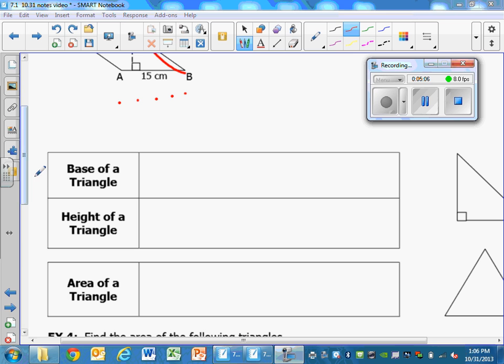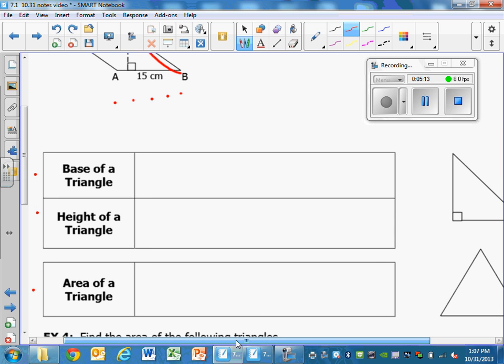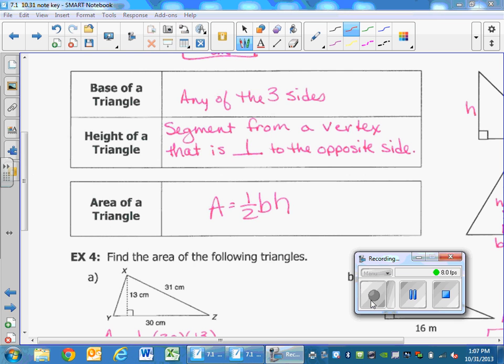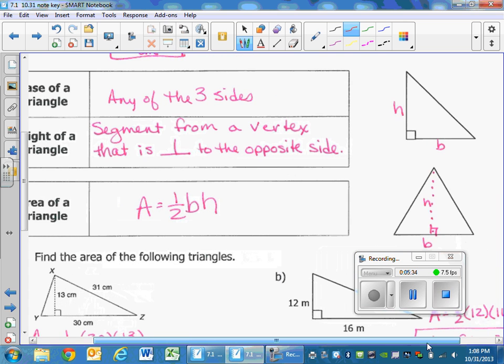Real quick here, I want to go back over the base of a triangle, height of a triangle, and area of a triangle. We've hit this a lot, so I just want a refresher and give you the definitions to help you with your homework. All right, so you can fill these in your blanks. We have the base of a triangle, any of the three sides. The height of a triangle is the segment from the vertex that is perpendicular to the opposite side. So if you have a triangle like this one and you use this as the base, once again, do not count that slant, but you want the height to be perpendicular.